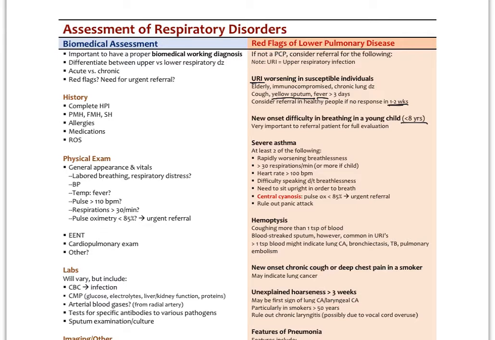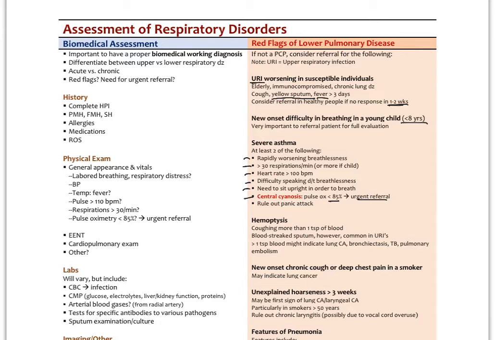Severe asthma, and that would be at least two of the following. Rapid worsening breathlessness, greater than 30 respirations per minute or more if it's a child, heart rate over 100, so tachycardia, difficulty speaking due to the breathlessness, need to sit up in order to breathe. And then central cyanosis is a very worrisome sign, and that's a pulse ox. You put the pulse ox meter on the finger. It's less than 85%. This is an emergency referral.